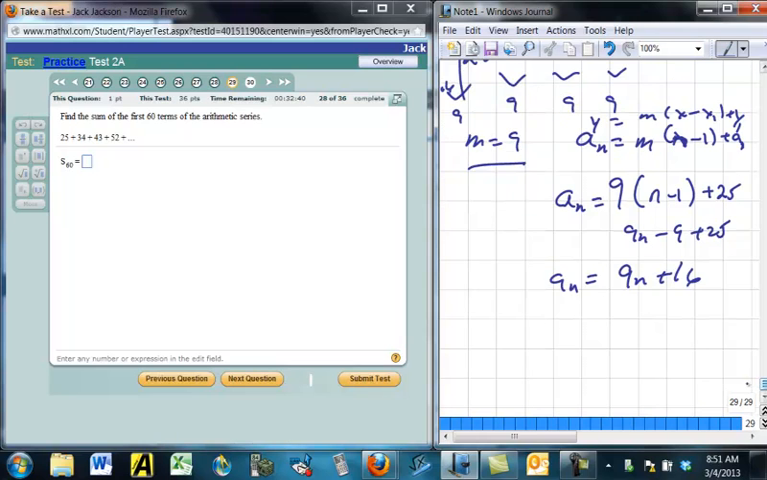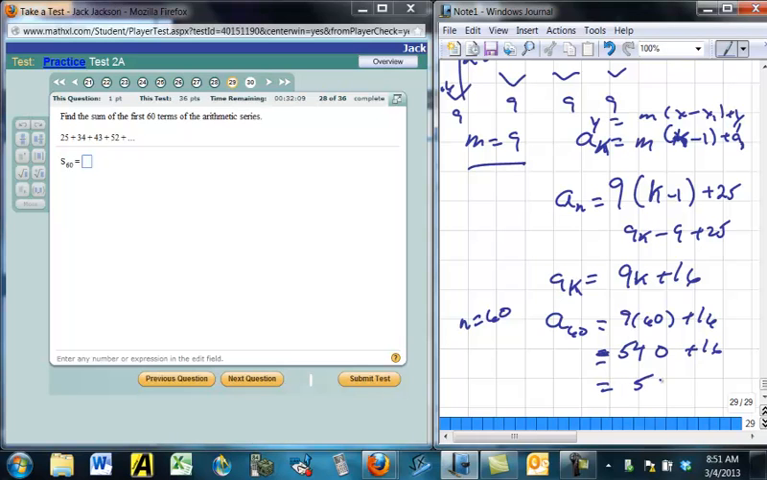Okay. So let me call this, just because I'm going to use n for the number of terms here, let me call this k instead of n here. Okay, so we want to add up 60 terms of this. So n is 60, and we want to find a sub 60, what the last term is. 9 times 60 plus 16, that's 540 plus 16 is 556.